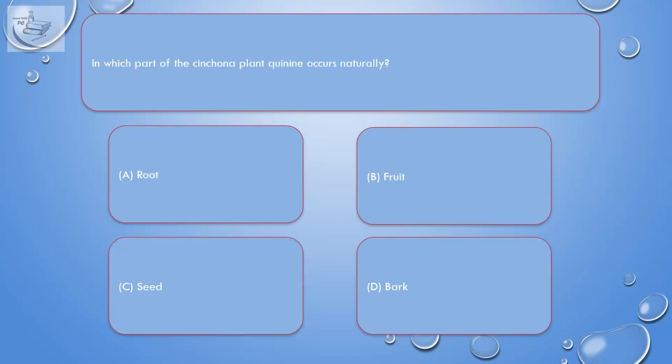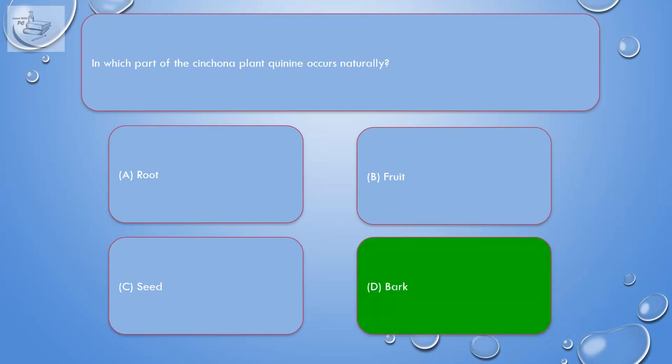Question: in which part of the cinchona plant quinine occurs naturally? A. Root. B. Fruit. C. Seed. D. Bark. Correct answer is D. Bark.